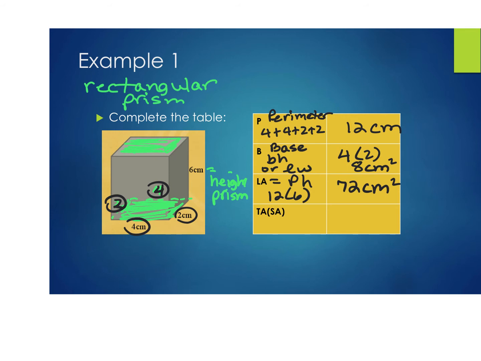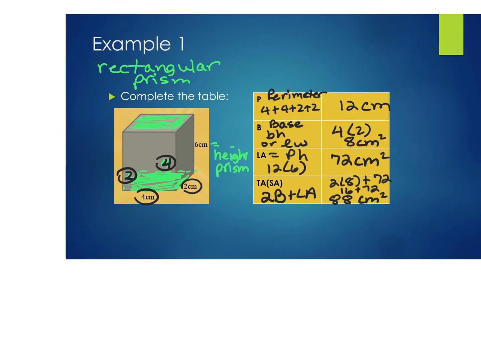And now for total area or surface area, that's going to be 2 times the base area plus the lateral area. Well, I found my base area to be 8, so I'm going to do 2 times 8 plus my lateral area, which is 72. 2 times 8 is 16. 16 plus 72. And my total area for my rectangular prism is going to be 88 centimeters squared.